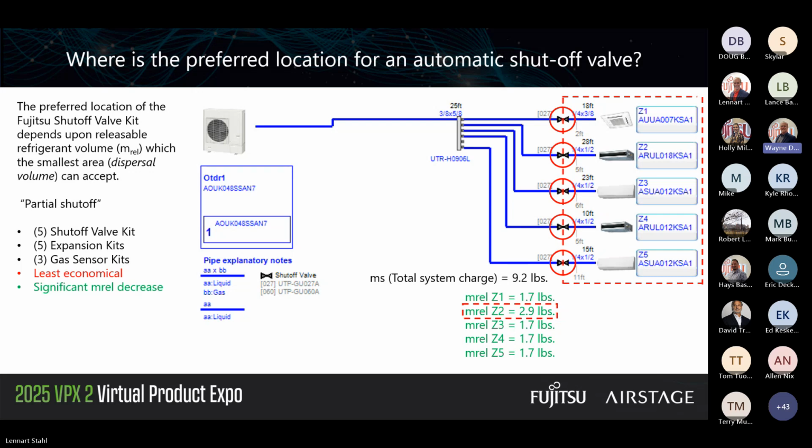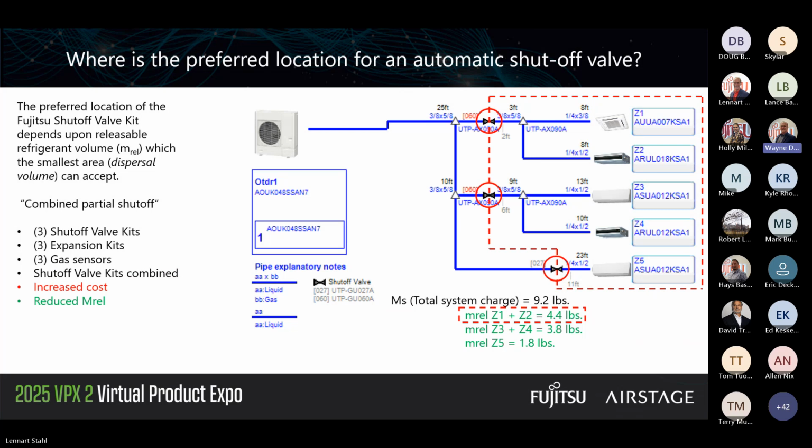So before we saw that we had, I think it was about 7.5 pounds. Now we're less than half of that. So the largest of those zones is zone 2. So now we're only down to about 2.9 pounds. So a significant reduction in the maximum releasable charge. So again, if we were to have a leak at zone 2, for example, if that valve were to close, we're only going to lose 2.9 pounds of refrigerant. Next slide.